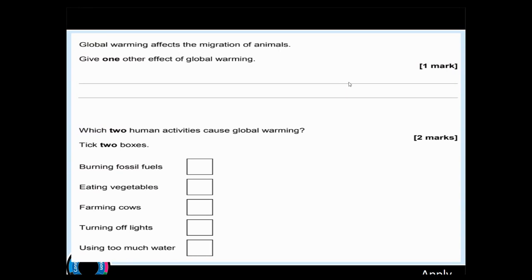It says global warming affects the migration of animals. Give one other effect of global warming. You should know at least about 4 effects of global warming. And then the next question, which is a 2 mark question again, tick 2 boxes. Which 2 human activities cause global warming? Pause the slide, write your answers down before we continue.